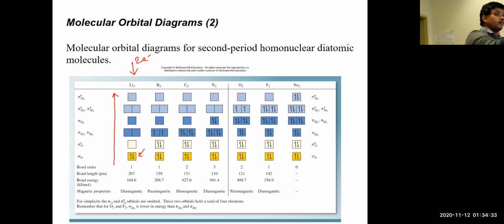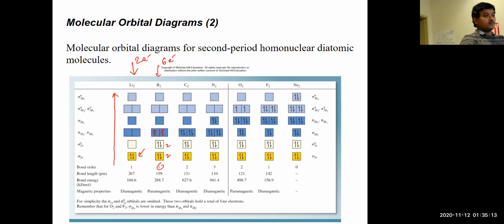B2 has 3 valence electrons in each boron, so a total of 6 electrons to give to molecular orbitals. B2 has this order of sigma 2s star, then pi orbitals. So let's see what happens. You start filling electrons from the bottom, 2 electrons here, 2 electrons here, but because you have 2 more electrons, you need to give 1 here and 1 here. So you have single electrons there. If you count the bond order for B2, you have 2 electrons in antibonding and 4 electrons in bonding. As a result, you have a bond order of 1.